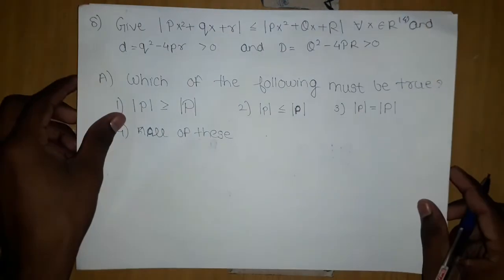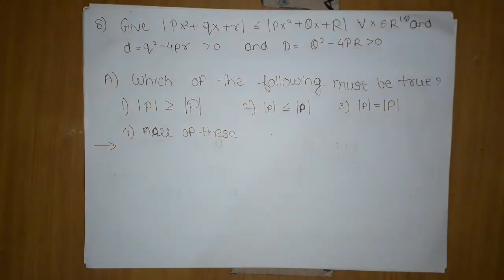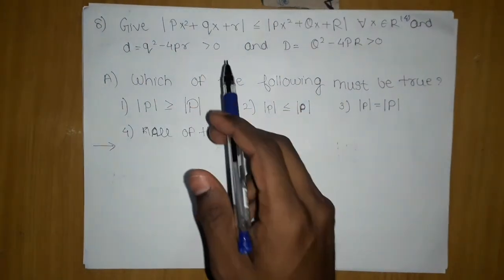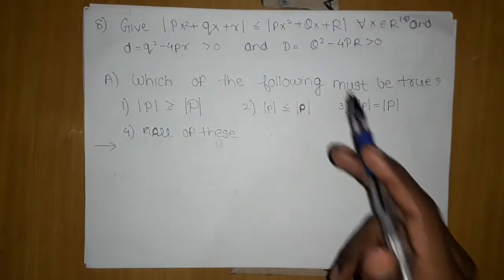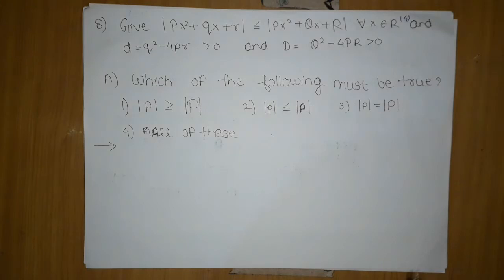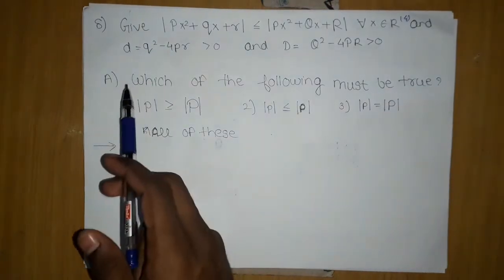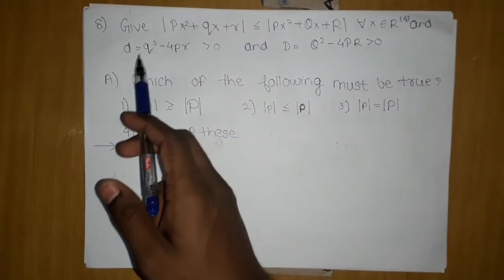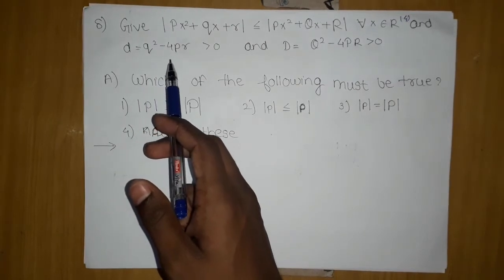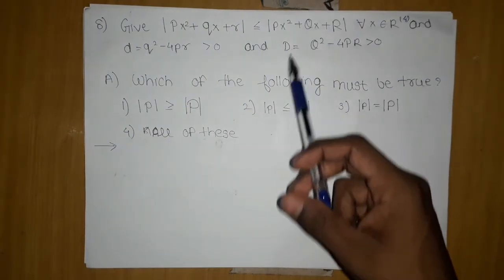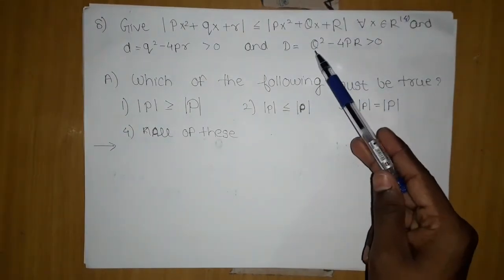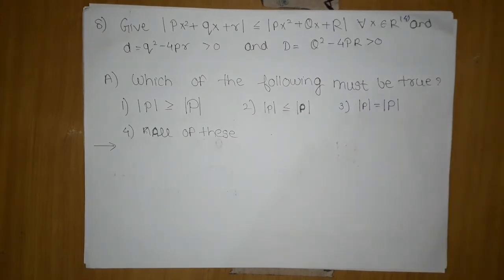This is the next comprehension, the 8th comprehension, which is as follows. Mod of small p x square plus qx plus r, modulus, is less than or equal to mod of capital P x square plus capital Q x plus capital R for all x belonging to R, and small d means the discriminant for this quadratic, small q square minus 4 into small p into r, while big D, the discriminant of this quadratic, capital Q square minus 4 into capital P into capital R, is greater than 0.